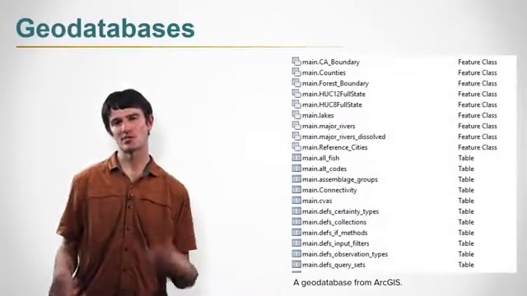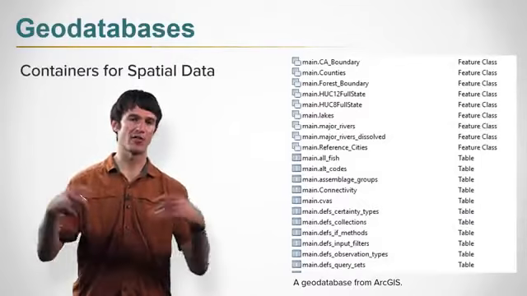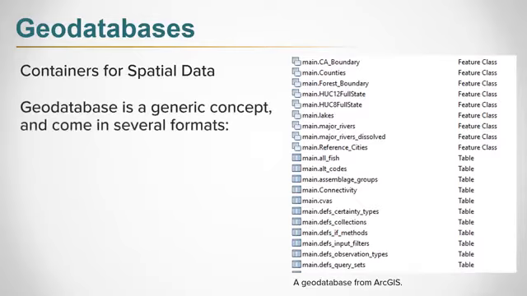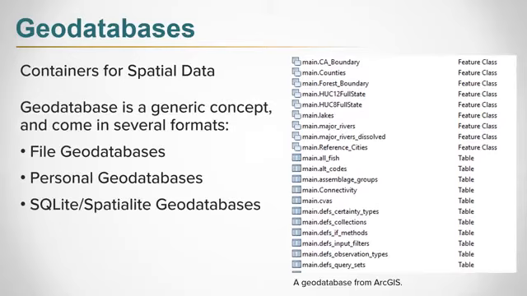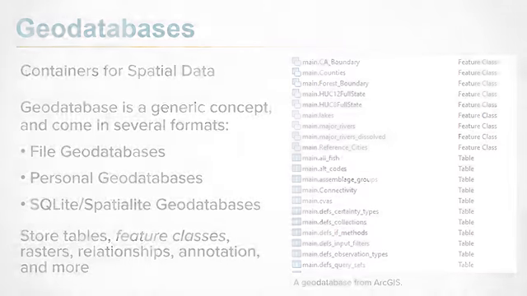Geodatabases are where we hold our spatial data. You can hold it in other ways, but geodatabases are nice containers to bring all of your spatial data together. Geodatabases are a general concept. There are multiple types of geodatabases that you could have. You may hear about file geodatabases, personal geodatabases, spatial-like geodatabases. ArcGIS can use all of these, and you can use them in other systems too sometimes. Geodatabases help us bring together both feature classes and rasters, feature classes being vector data, but also our tabular information, our relationship information, and our annotation information, and even more.